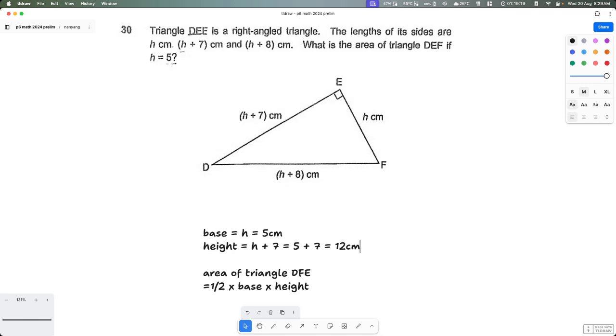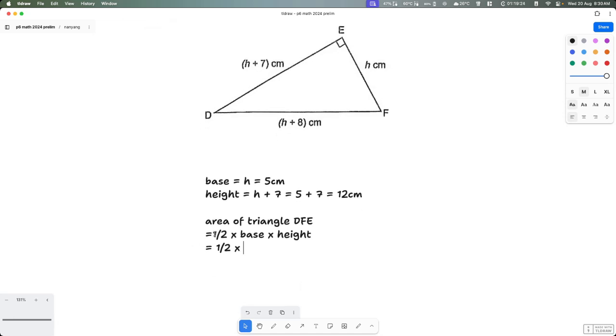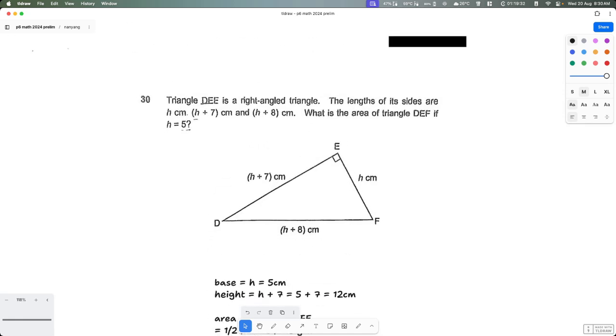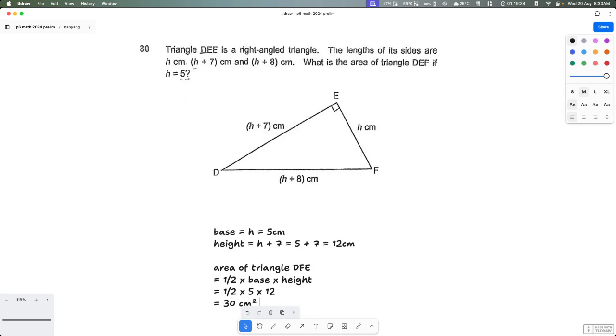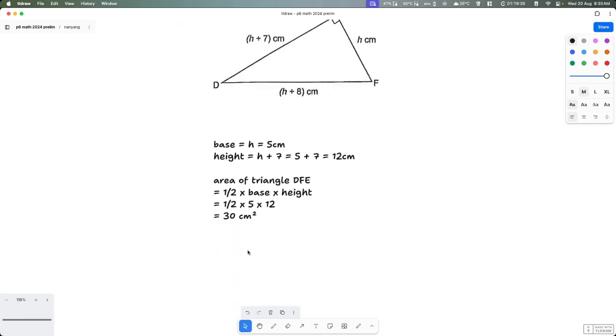Okay, so now we can put it in. Half times base, so the base is 5 and the height is 12. And this will give us 30 centimeter square. There you go. Right, DEF. So the answer to this is 30 centimeter square.